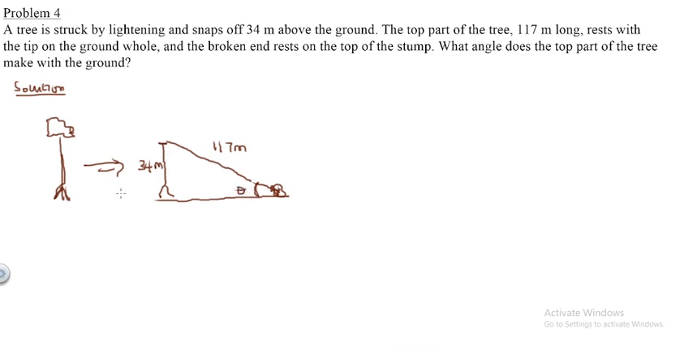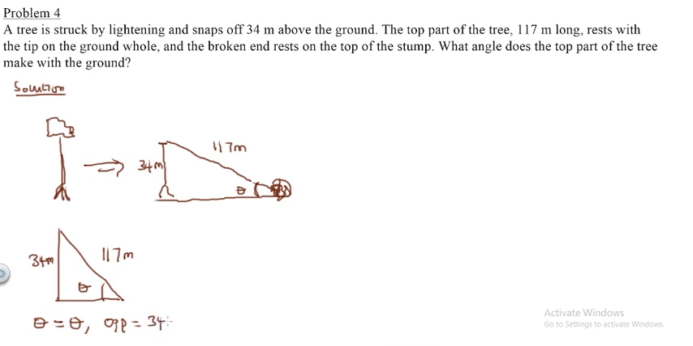Let's draw a triangle without all these extras. If we draw a triangle without all these extras, we have a triangle that looks like this. This is theta. This is 117 meters. This is 34 meters. Now, if you look at what we're given here, the angle is theta, and we're also given the opposite side of theta. The opposite is 34 meters, and we're given the hypotenuse as 117 meters.